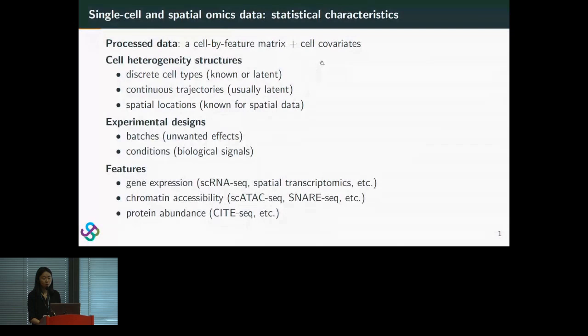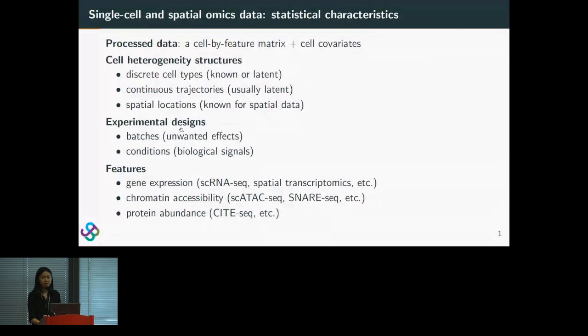And for cell covariates, we consider them in two categories. The first set of covariates are for cell heterogeneity, including discrete cell types. This could be considered known if the cells are annotated, or latent if you do clustering. And it could be continuous trajectories like pseudotime, and these are usually latent and inferred from data. Or they can be spatial locations, and these are known for spatial data. So this is the first set of covariates.